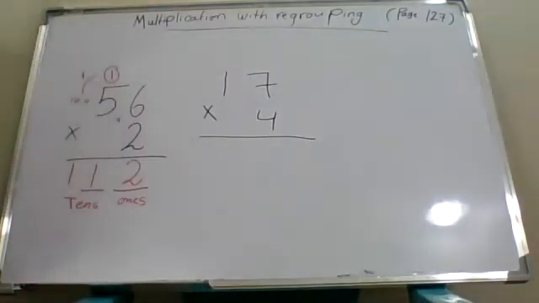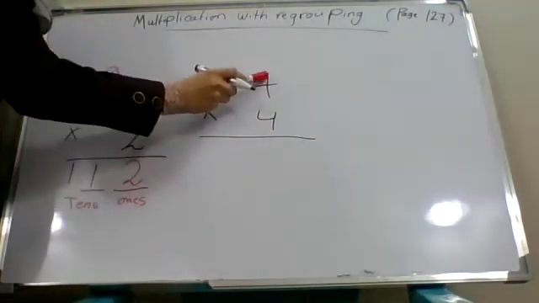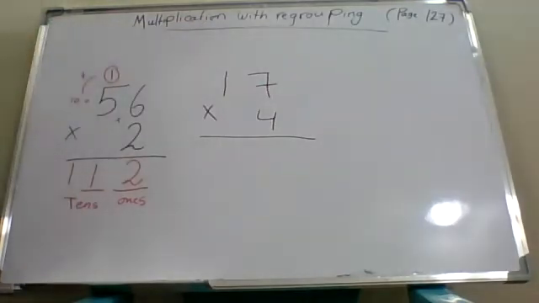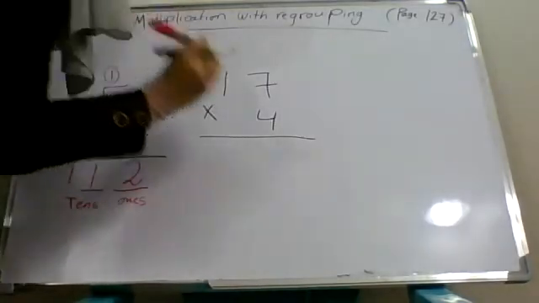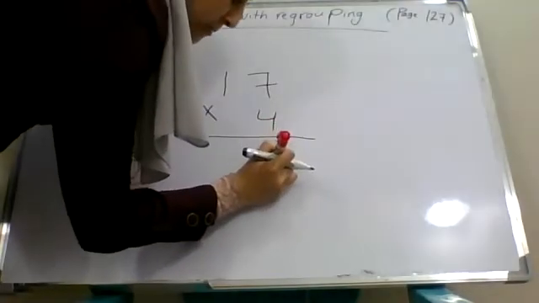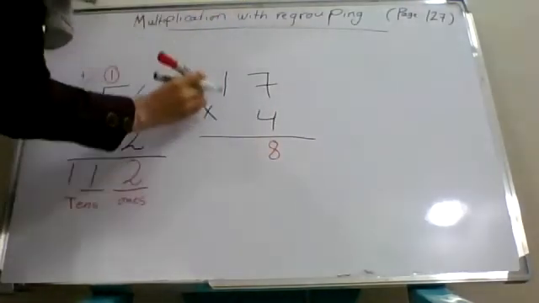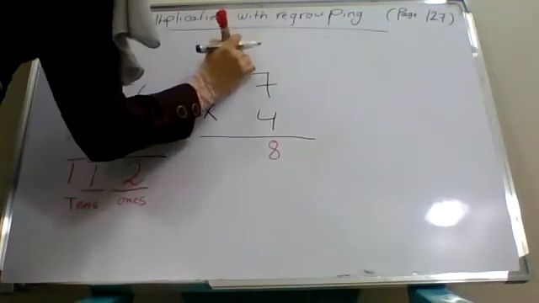I will start by multiplying the ones place. 4 times 7. Who can answer? 4 times 7 equals? Excellent, it's 28. So the 8 is going to be on the ones place, and the 20 we regroup with the tens place.